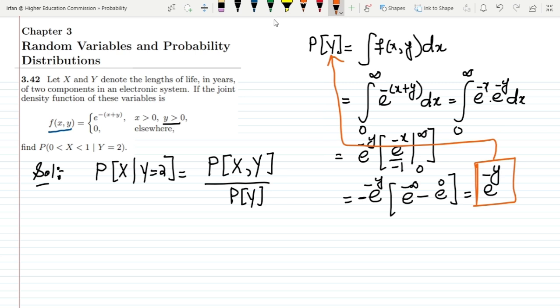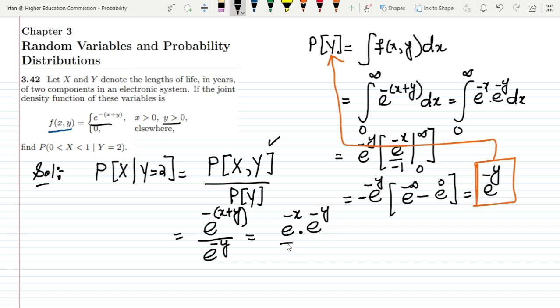Okay, so as I have found it out, let me put these values in this formula. Do I know the value of probability of x, y? Yes, it is already known, and it is exponential of minus (x plus y), which can also be written as exponential of minus x into exponential of minus y, divided by this value, exponential of minus y. These two will cancel out, and ultimately I will get exponential of minus x.